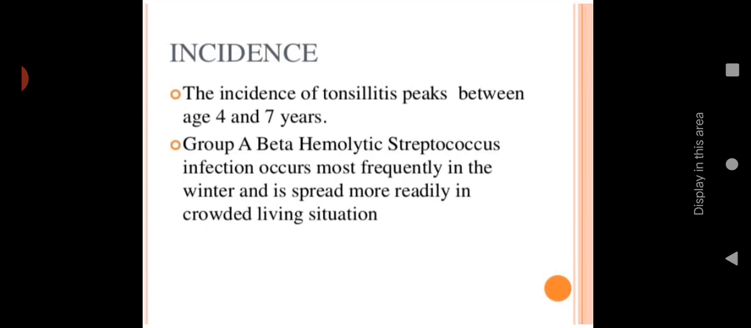Let us see the incidence. The incidence of tonsillitis peaks between age 4 and 7. Mainly you can see it in the age group of 4 to 7 years, in children. Group A beta hemolytic streptococcus infection occurs most frequently in the winter and is spread more readily in crowded living situations. So one of the main causes of tonsillitis is Group A beta hemolytic streptococcus infection. Because of this infection, tonsillitis can occur, and it most commonly occurs during the winter. Also, if you are in a crowded place, this infection can occur.